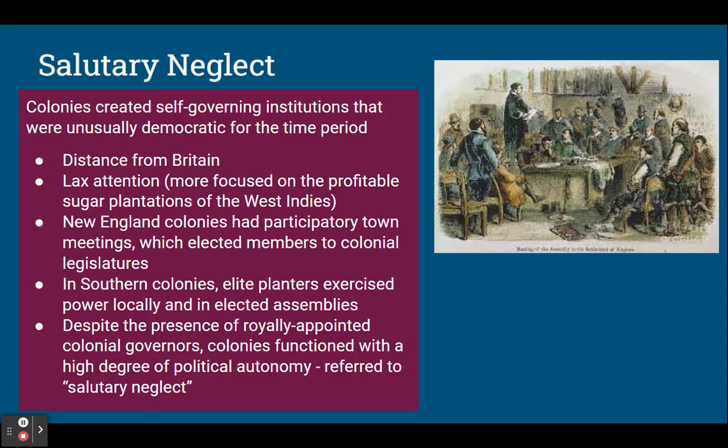Now, this time period is usually referred to as a period of salutary neglect. Salutary literally means beneficial, so beneficial neglect. And this is definitely going to be something that's going to help lead us into, to a certain extent, the Revolution as conditions change in the late 18th century. And we're going to talk about that more in Unit 3.